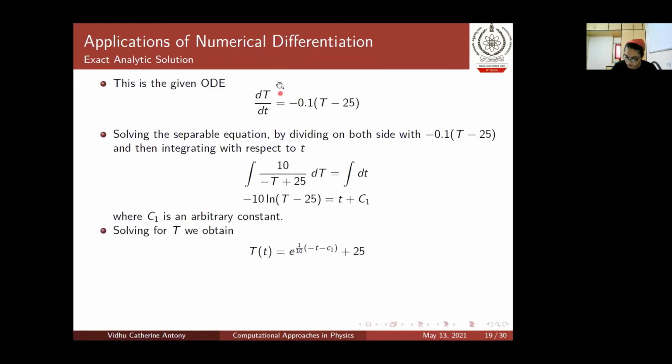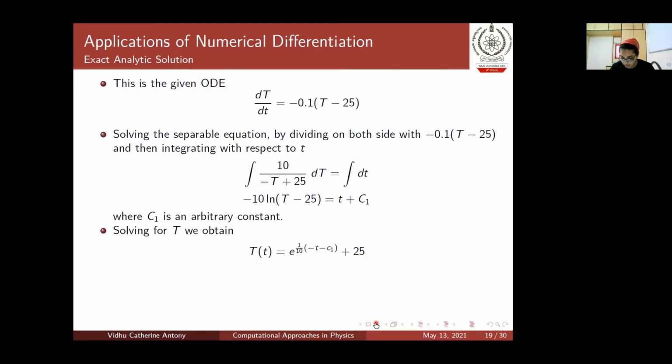Now, how do you write this? Basically, this is e to the power of this term is equal to what you have here. So you take minus 10 down, and then you have e to the power of this term, that is 1 by 10 minus t minus C1 plus 25. So what have you done? You've taken this negative sign and this 10 down. And so you have this. So that's the explicit solution that we have.